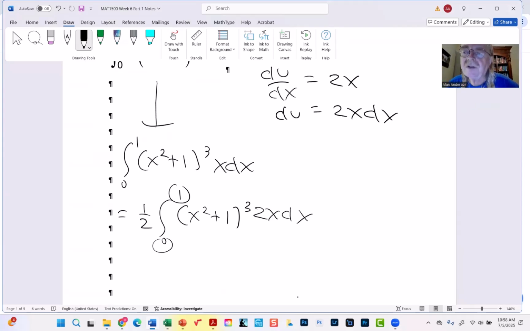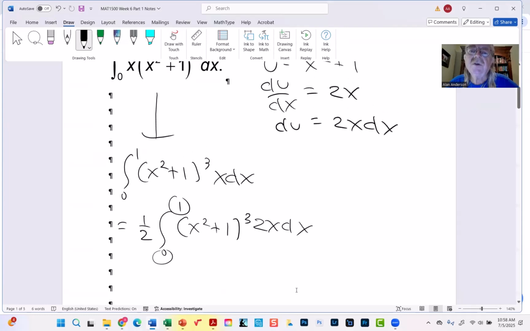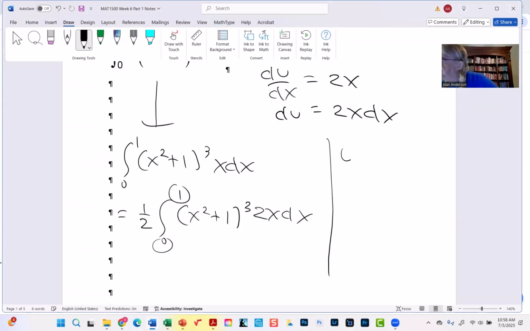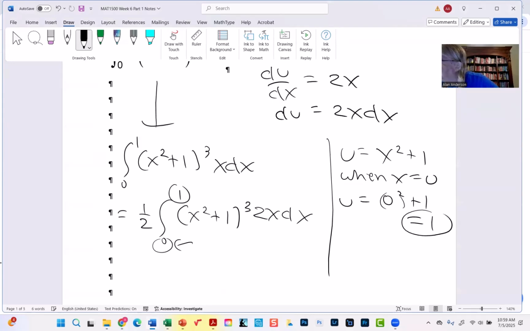We can't just leave them there because those are meant for X. So since U equals x squared plus 1, when X equals 0, U would equal 1. That's going to become the new lower limit of integration. And when X equals 1, U equals 1 squared plus 1, which of course equals 2.